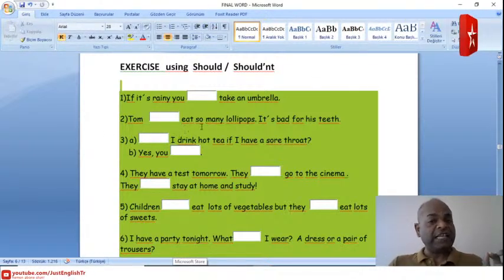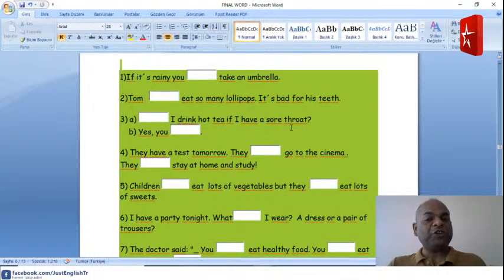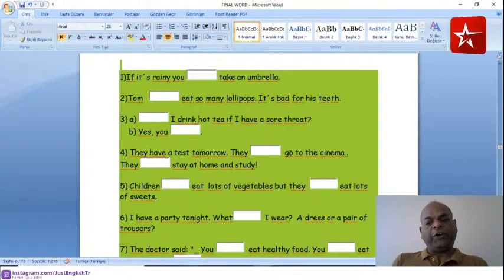Tom dash eats so many lollipops. It's bad for his teeth. Guys, what should be the answer here?